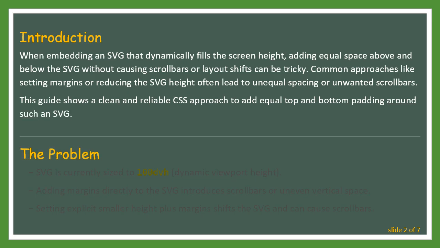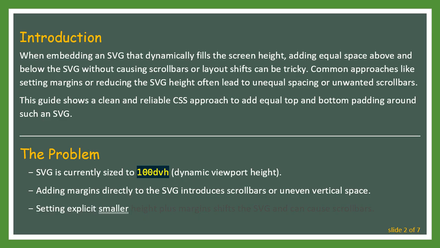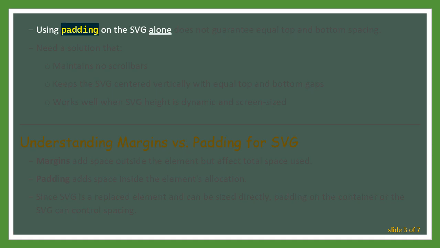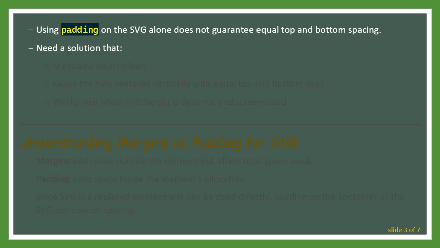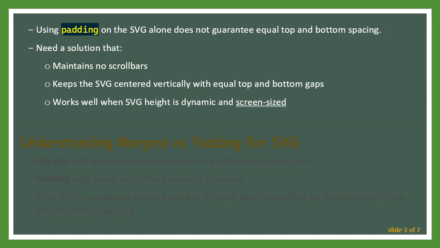The problem. The SVG is currently sized to 100dvh, dynamic viewport height. Adding margins directly to the SVG introduces scroll bars or uneven vertical space. Setting an explicit smaller height plus margins shifts the SVG and can cause scroll bars. Using padding on the SVG alone does not guarantee equal top and bottom spacing. We need a solution that maintains no scroll bars, keeps the SVG centered vertically with equal top and bottom gaps, and works well when the SVG height is dynamic and screen-sized.